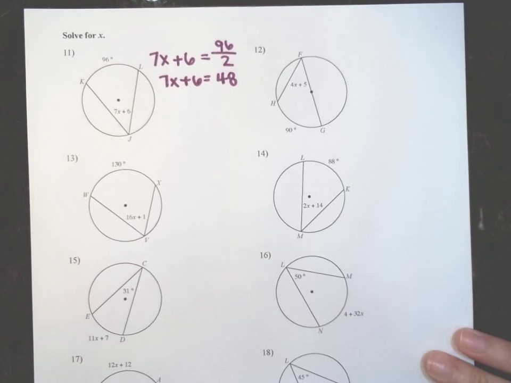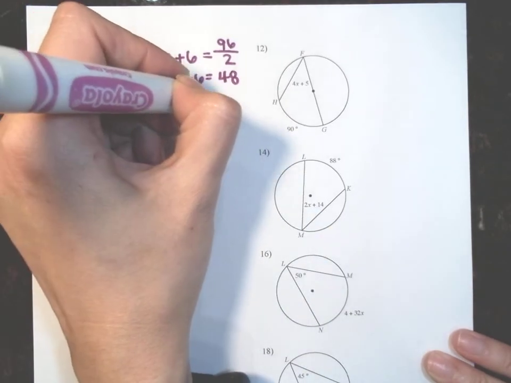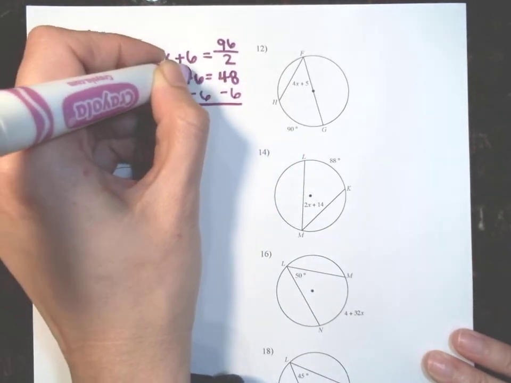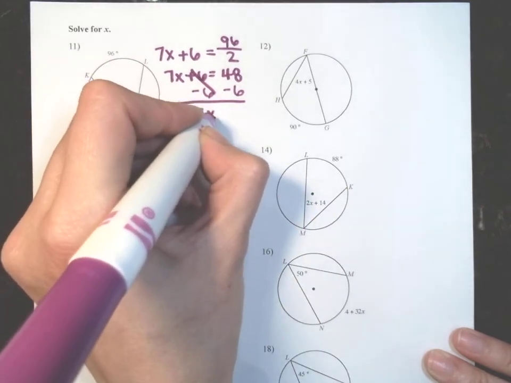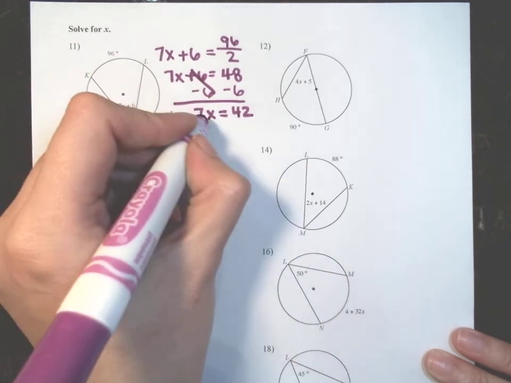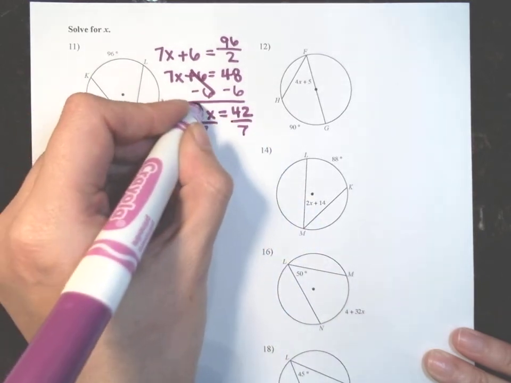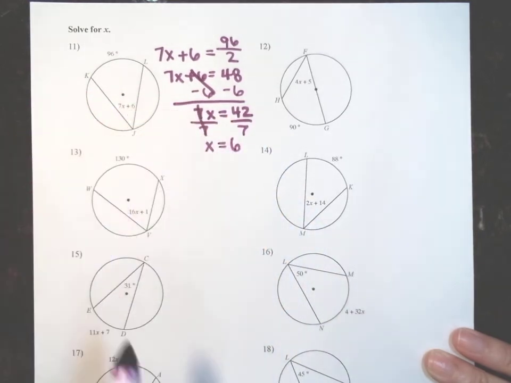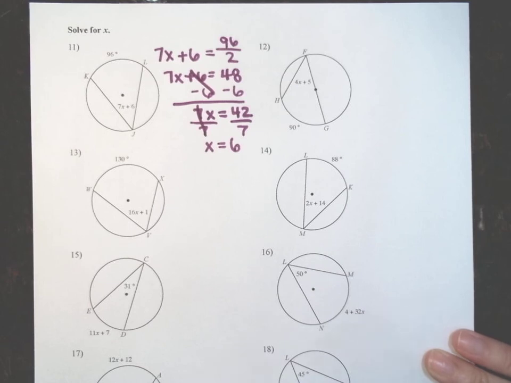Now once we do that, simple algebra, just solving the equation. So we would subtract 6 from both sides. 7x equals 48 minus 6, which is 42. Divide by 7. And x equals 6.